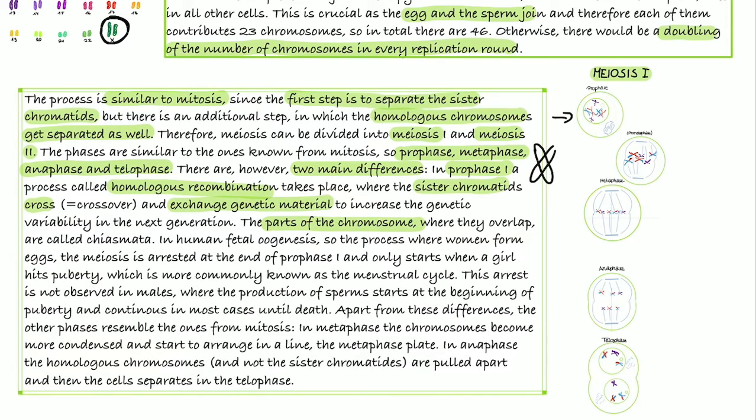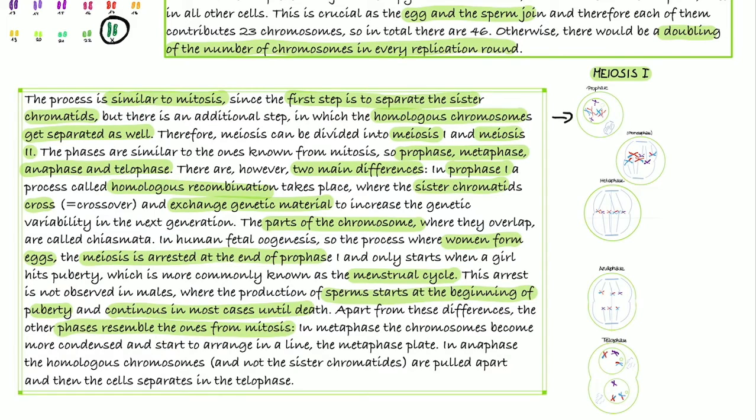In human fetal oogenesis, and that's a process where women start to produce eggs, which actually start when we're still in the womb of our mothers, meiosis is arrested at the end of prophase 1 and starts again when a girl hits puberty. So that's known as the menstrual cycle. This arrest is not observed in males, as males only start to produce sperm when they hit puberty, and usually they can do that until they're dead. So these differences are of course essential, but apart from that, the processes itself are quite similar.